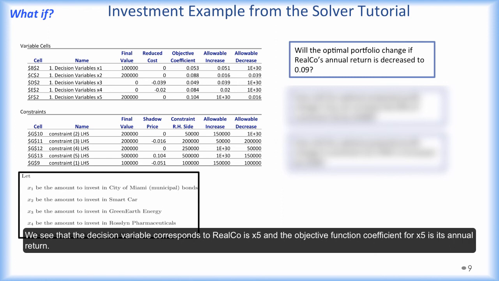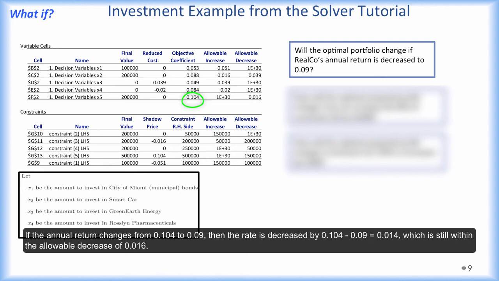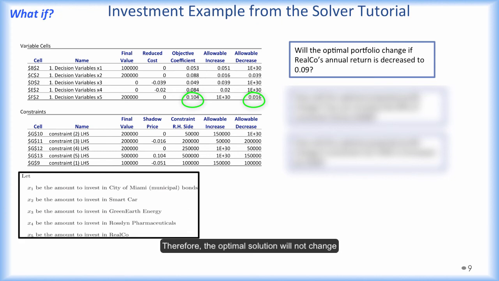We see that the decision variable corresponding to Real Cost is x5, and the objective function coefficient for x5 is its annual return. If the annual return changes from 0.104 to 0.09, then the rate is decreased by 0.104 minus 0.09, which is equal to 0.014. This is still within the allowable decrease of 0.016. Therefore, the optimal solution will not change.